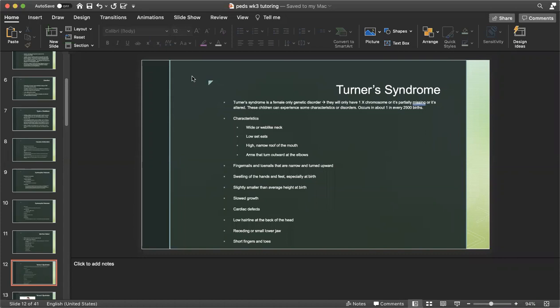So they'll have a wide or web-like neck, those low set ears, which remember could be a developmental delay, a higher narrow roof of the mouth, and then arms that turn outward at the elbows, fingers and toenails that are narrow and turned upward, swelling of the hands and feet, especially at birth, slightly smaller than average height at birth, slowed growth, cardiac defects, low hairline at the back of the head, receding or small lower jaw, and then short fingers and toes.